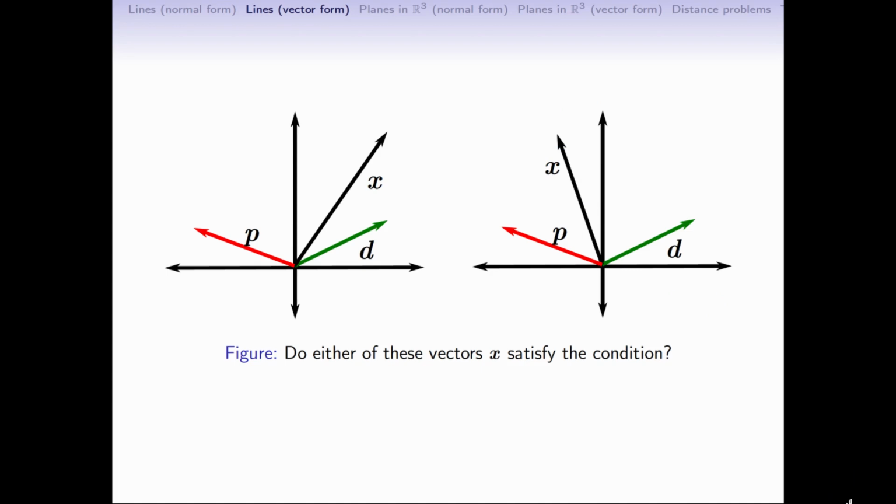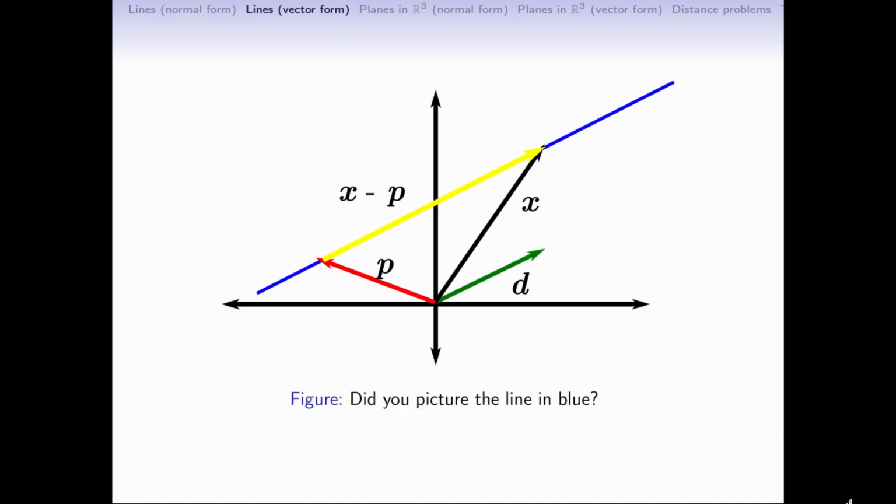So if you're thinking about the line that's generated from P and D, I hope you've come to this picture, right? Here's a typical x that works. I take this vector x, I look at x minus P, that's this vector that's drawn in yellow, and it's parallel to D, so I'm going to keep this vector x. And if I look at all the vectors x that I would keep, the tips of those vectors are going to form this blue line. So that blue line is what's generated from this data, this position vector P and this direction vector D.